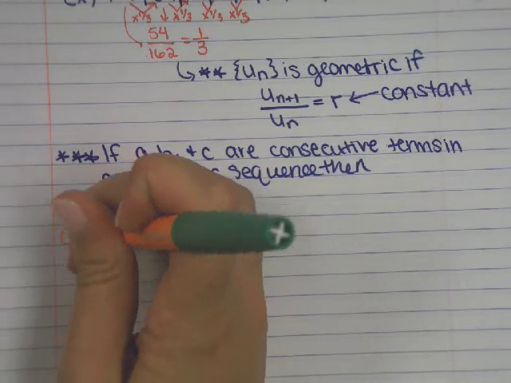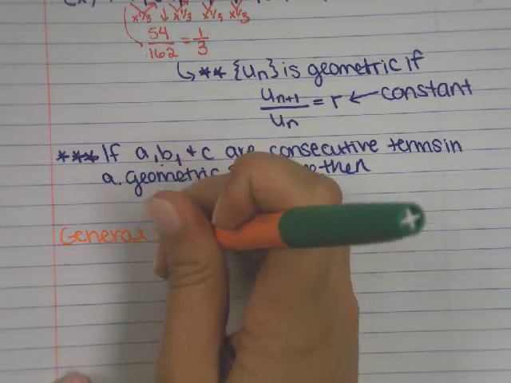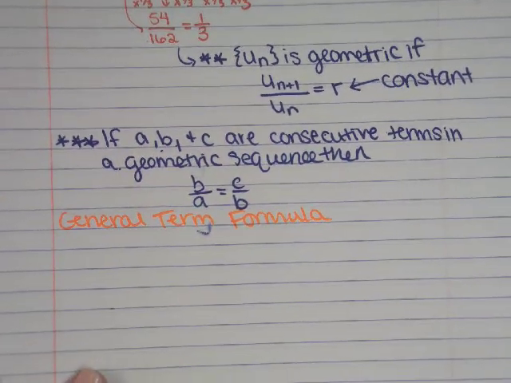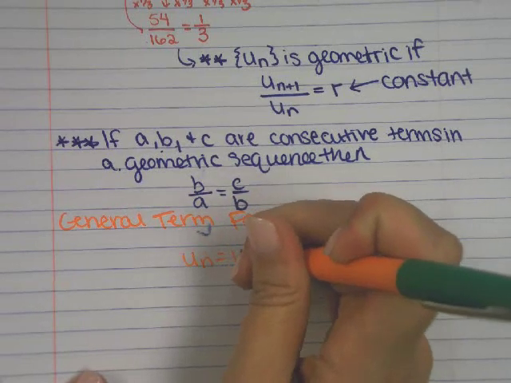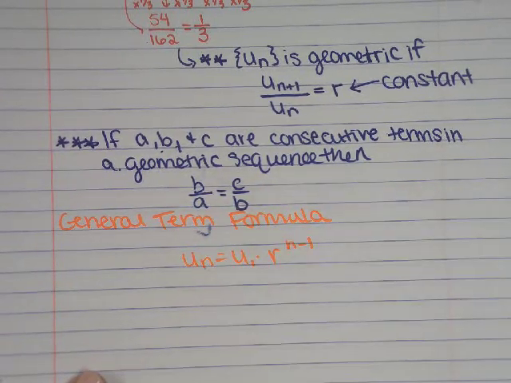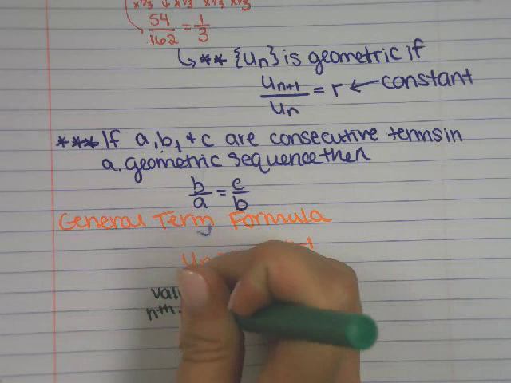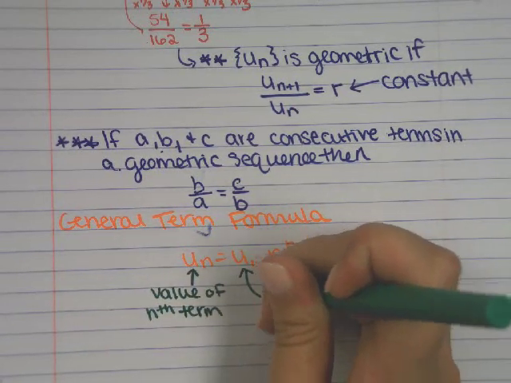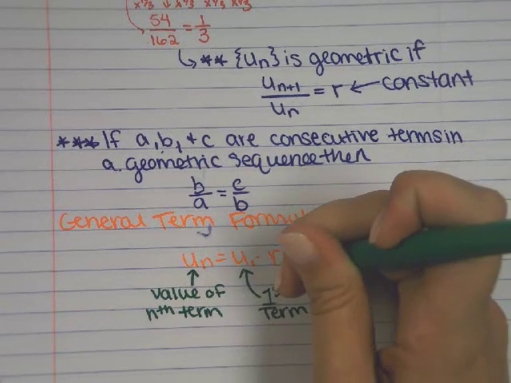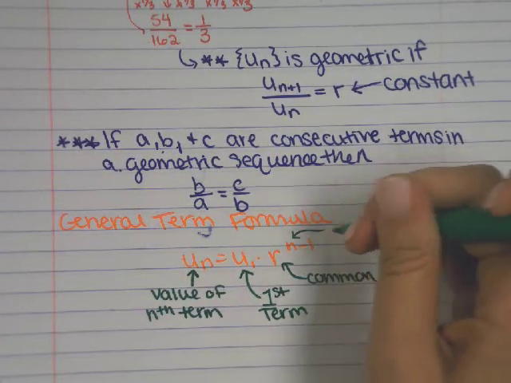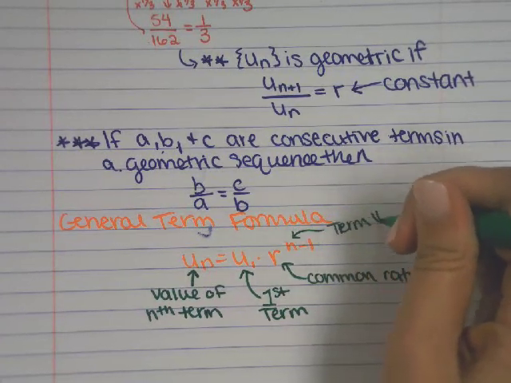So this is the general term formula, and this is in your booklet. You do not have to memorize it, but you need to know how to use it. U sub n equals U sub 1 times R to the n minus 1. A lot of the stuff means the same thing it did in our previous. U sub n is the value of the nth term. U sub 1 is our first term. R is the common ratio. And n is the term number.